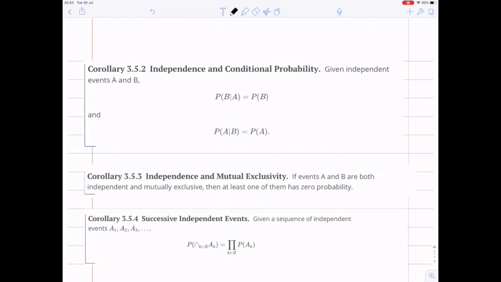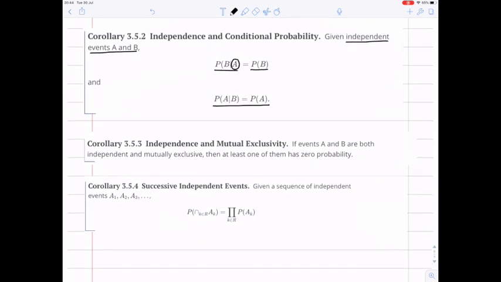So, given what we've just seen, if we have independent events A and B, then, as I've just said, the probability of B happening, given that you know A happened, is exactly the same as the probability of B happening without knowing whether A happened or not, and vice versa for A. So A doesn't care about B, and B doesn't care about A and whether it happens or not.